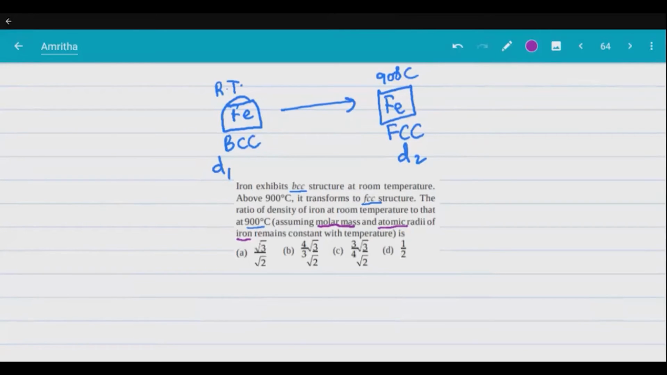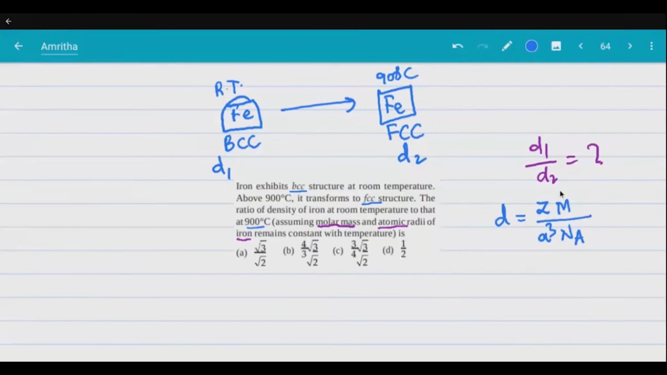How do we do this? What is the density formula? First we should know, right? D1 by D2 they are asking. Yes, no? Fine. See this carefully. D1 by D2 is how much? What exactly does density mean? Density is equal to mass by volume, right? Mass by volume. So mass means mass of total atoms. I'm writing Z into M by a cube into Na.